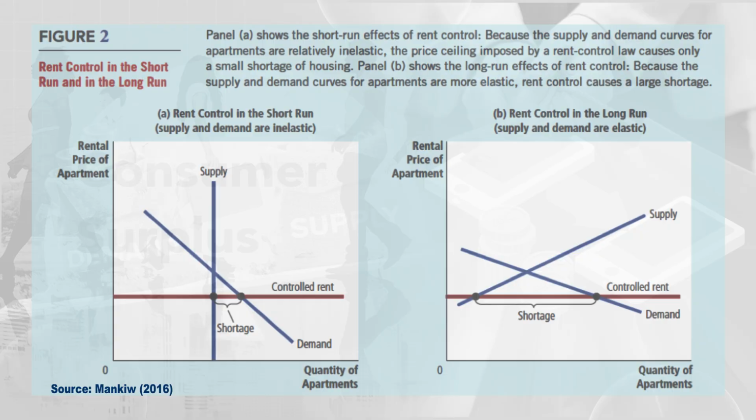So, panel B in figure 2 depicts the long run housing market. When rent control suppresses rents below the equilibrium level, the quantity of apartments supplied decreases substantially, while the quantity demanded increases significantly, leading to a large housing shortage.